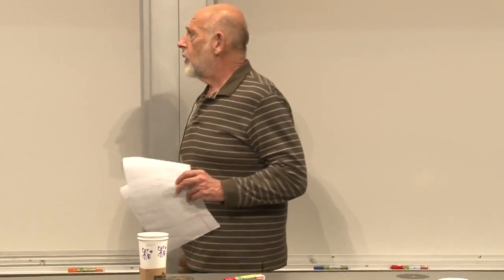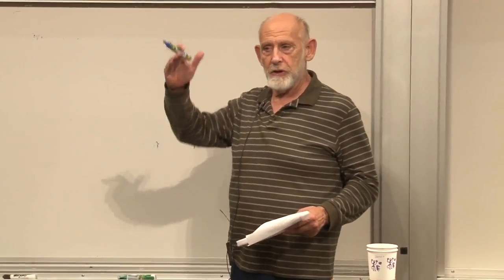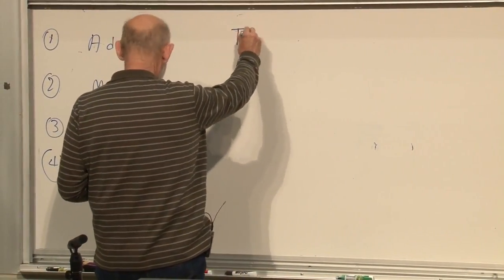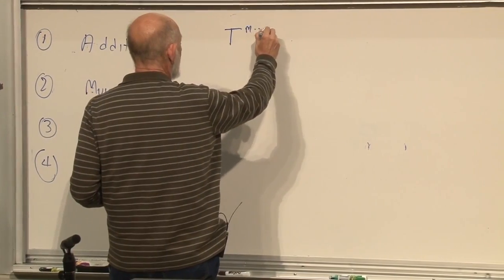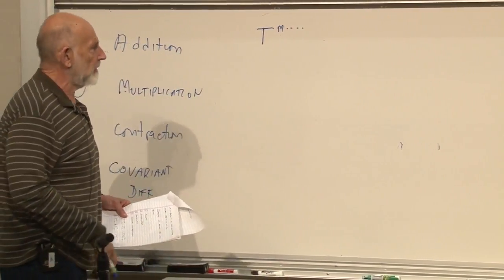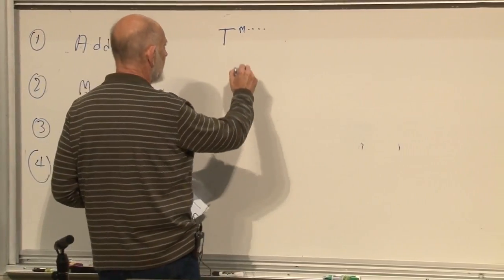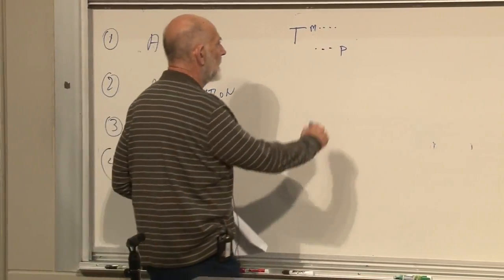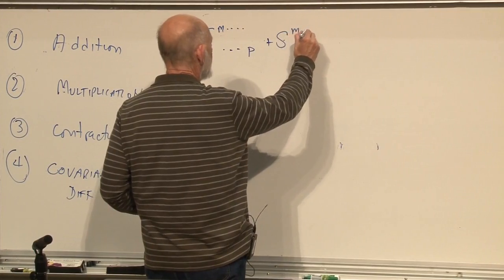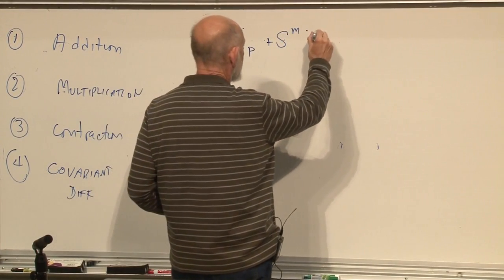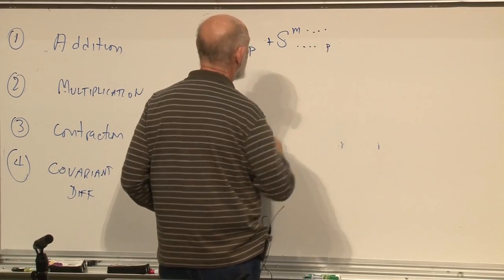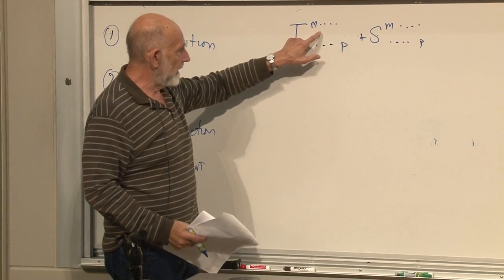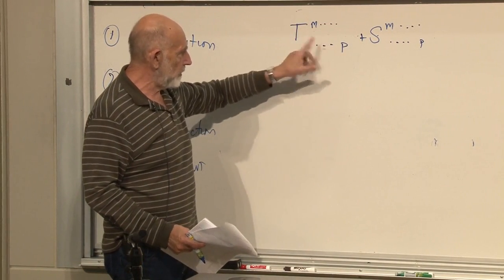Okay, adding tensors. You only add tensors if their indices match and are of the same kind. For example, if you have a tensor T^M... with a bunch of more upstairs, contravariant indices, and maybe a collection of downstairs indices, and you have another tensor of the same kind, plus S^M... (S does not stand for scalar here) ...P. In other words, their indices are of exactly the same kind. This might be M, N, R, and so forth. This could be P, Q, whatever.